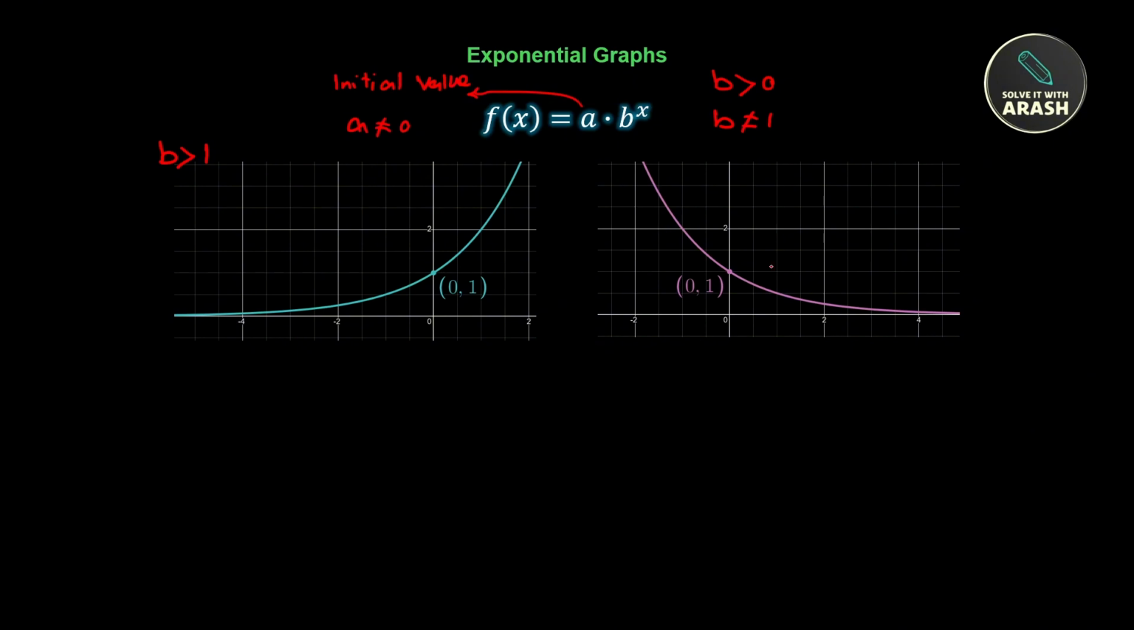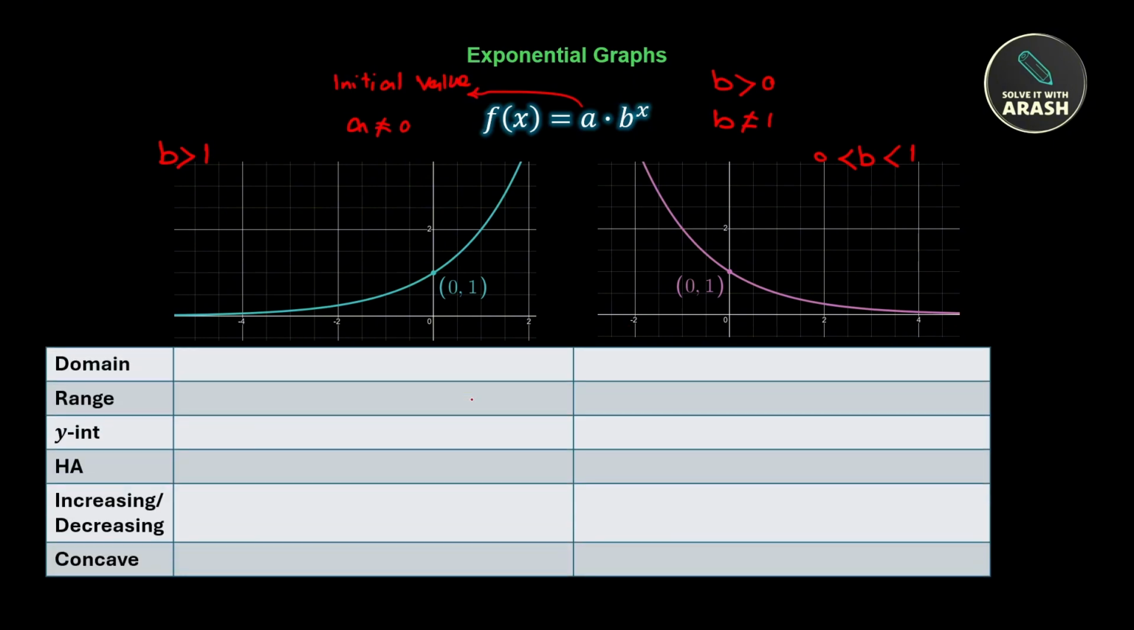The other graph, on the right, is for the case of b between 0 and 1. For example, b equals 1/2, like f of x equals (1/2) to the power x. As you can see, now the graph is decreasing. The y-intercept is still at (0, 1). There is no x-intercept, and the horizontal asymptote is at y equals 0.